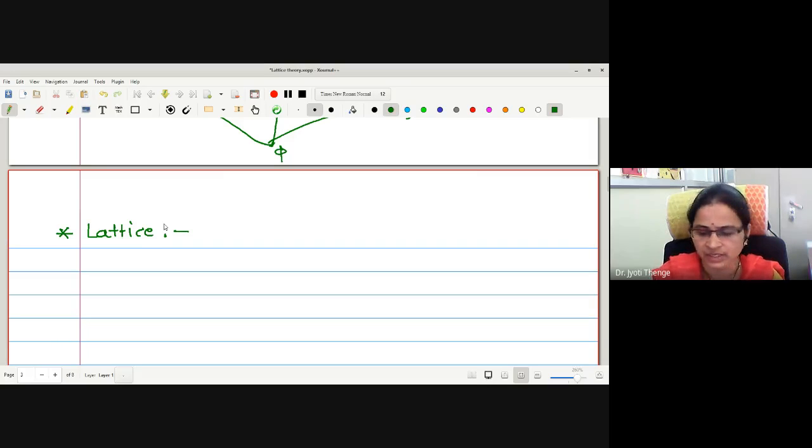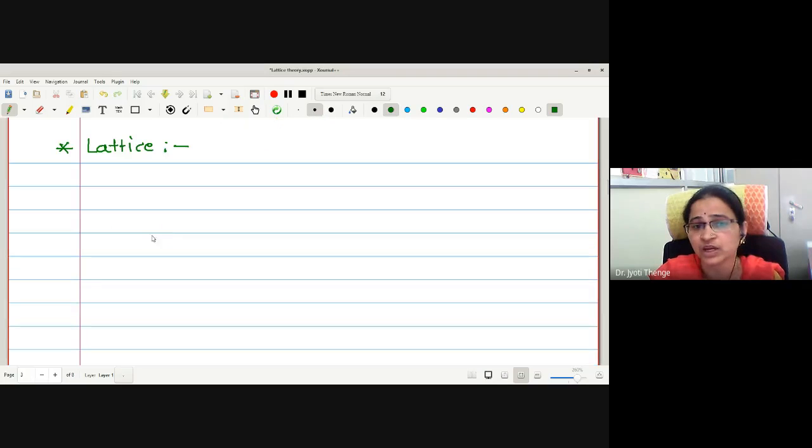Main definition of lattice. The definition of lattice actually depends upon a partially ordered set, and the definition is very easy. A partially ordered relation is said to be a lattice if every two element subset has both least upper bound and greatest lower bound, LUB and GLB. Two element subset means between every two elements we should have a least upper bound and greatest lower bound. If this condition holds, the corresponding partially ordered set is named a lattice.